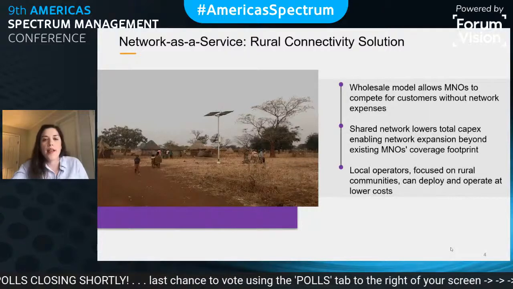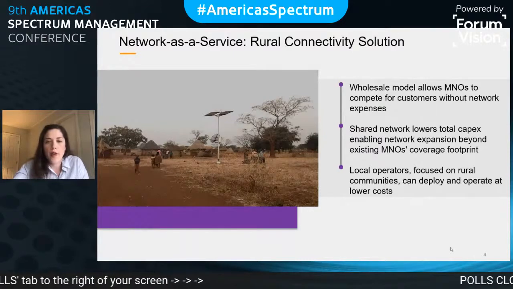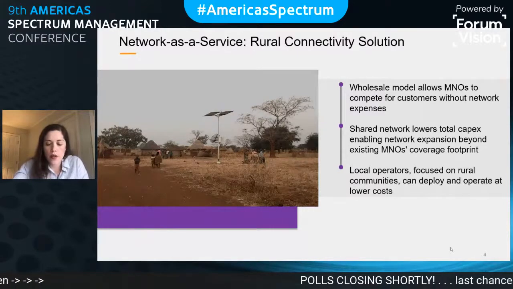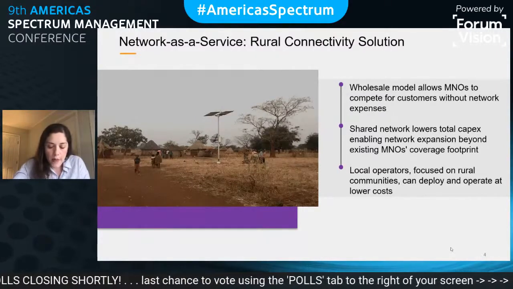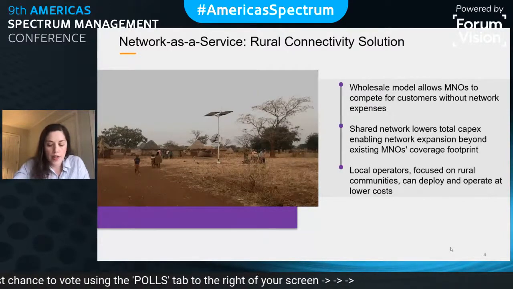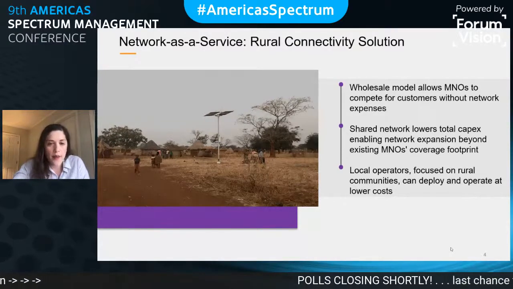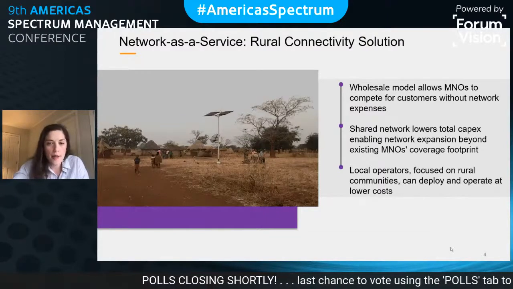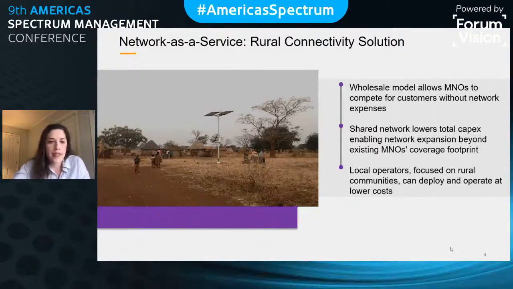So when you look at NAS as a rural connectivity solution, it's a wholesale model that allows the MNOs to compete for customers without network expenses. And this shared network lowers the total CapEx, enabling network expansion beyond the existing MNO's coverage footprint. Local operators can then focus on the rural communities and can deploy and operate at lower cost for everyone. And you can see in this picture, this is a NAS deployment with a satellite partner. So I think it's a framework that's technology neutral, depending on what's the best technology for that area. Because at Facebook, we believe that it's going to take a mix of different types of technologies to actually bring connectivity and faster internet to everybody.